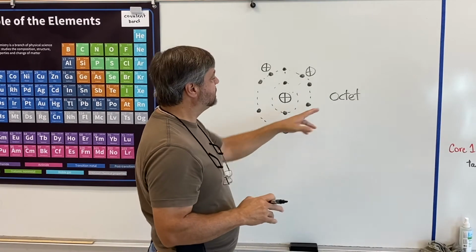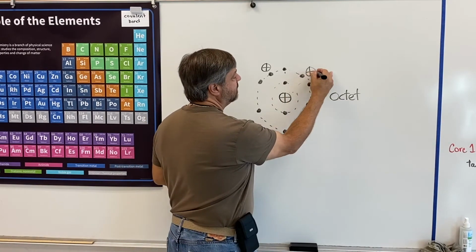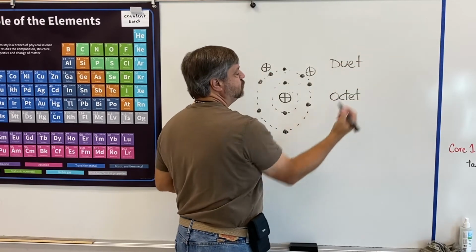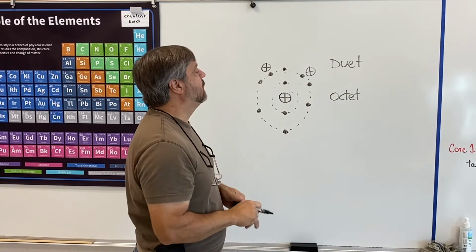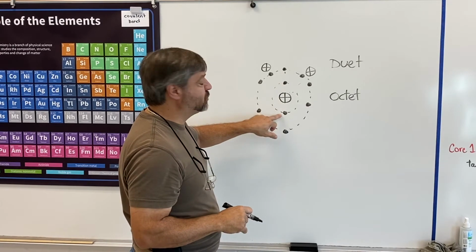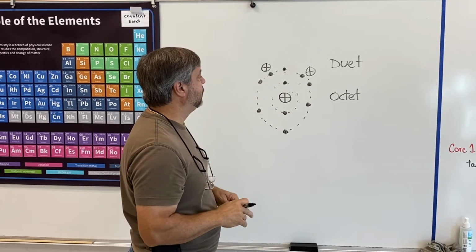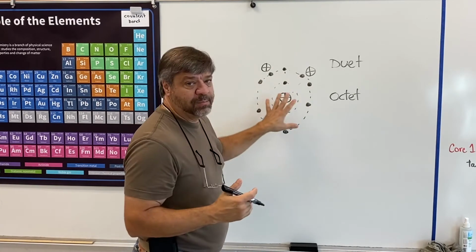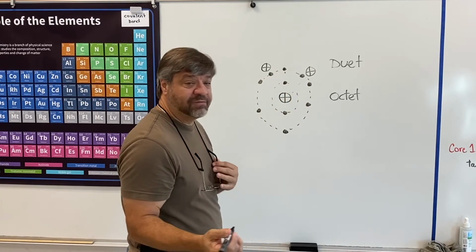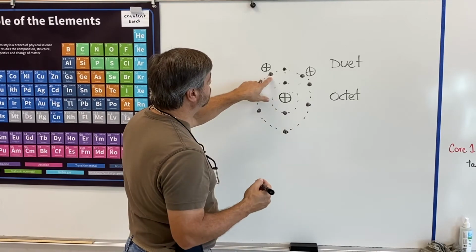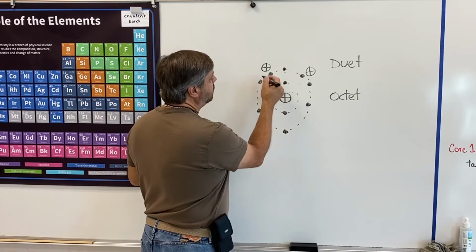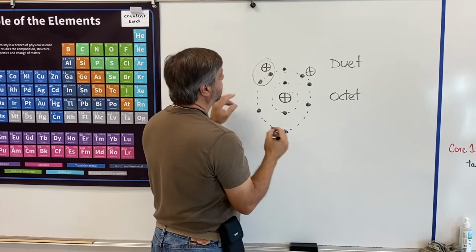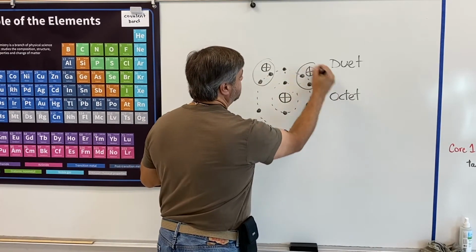So an octet is having a complete second valence shell. When we did our example with hydrogen, remember that was a duet because there was only two electrons involved in the valence shell of hydrogen. All right, so oxygen's happy, it has its octet, but does hydrogen have its duet? So here is its one here, and it will pull one of these other ones. So these two, for example, could now become part of that hydrogen atom, and these two become part of the hydrogen atom.